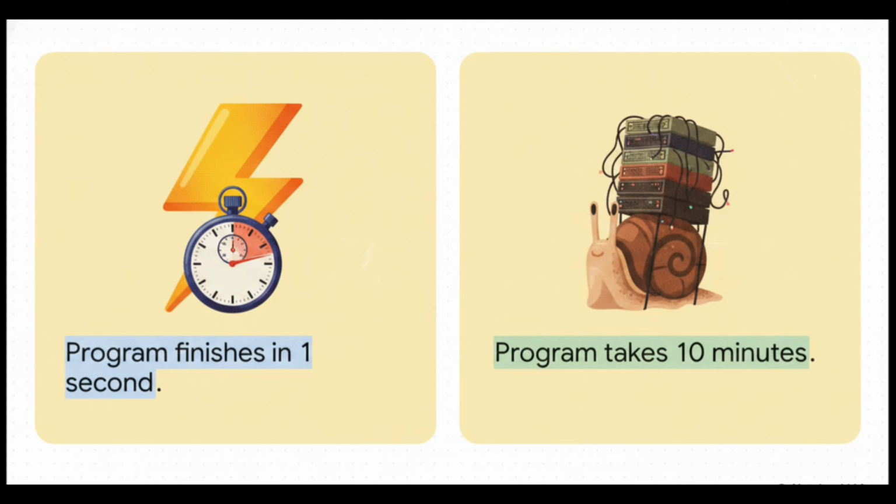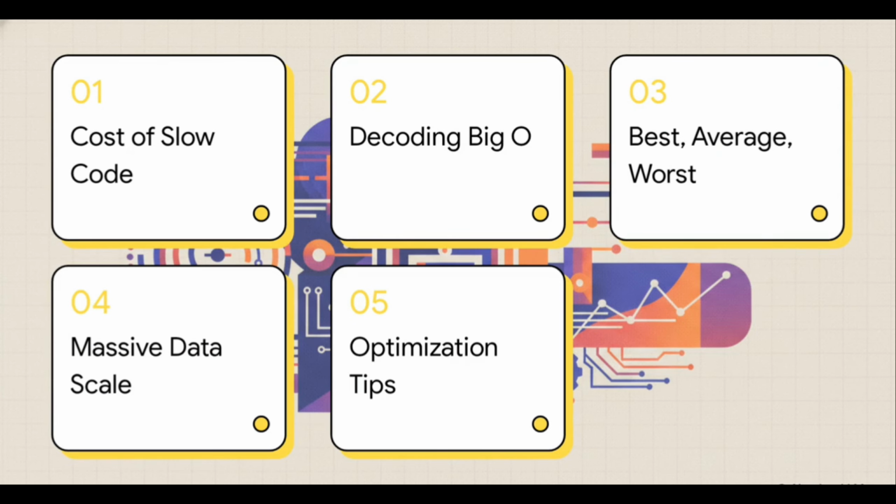And this massive difference in execution time brings us to the ultimate metric for algorithmic success: time complexity. If you're looking to ace coding interviews at places like Google, Amazon, or Microsoft, this is absolutely crucial to understand. Okay, let's dive into this. Here's our roadmap. We'll be going over the cost of slow code, decoding big O notation, looking at best, average, and worst-case scenarios, scaling for massive data, and finally, tips for code optimization.